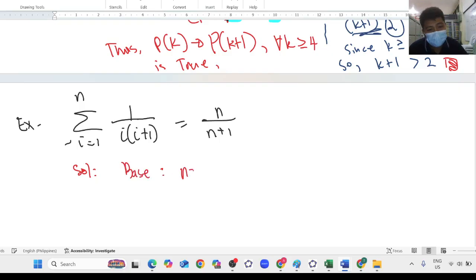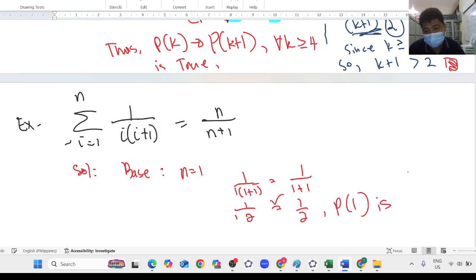Base case, n is equal to 1. If n is equal to 1, we have 1 over 1 times 1 plus 1, and that is 1 half. And the right side is 1 over 1 plus 1, which is also 1 half. So P of 1 is true.